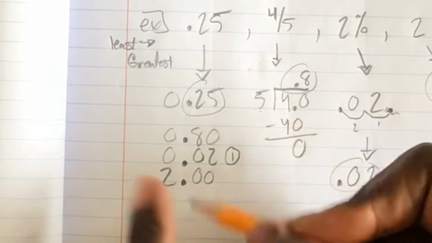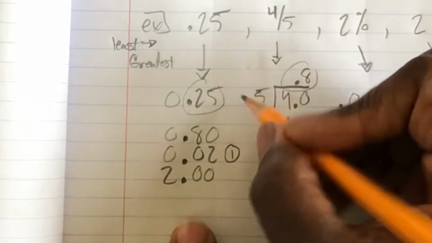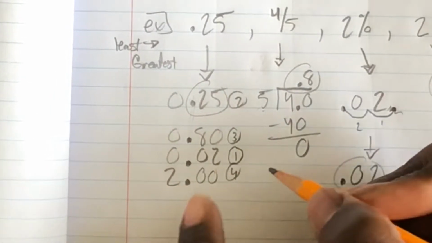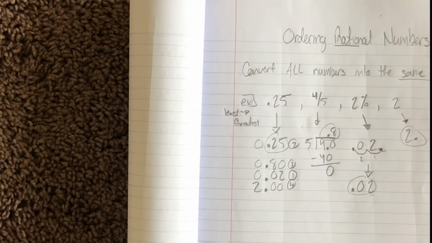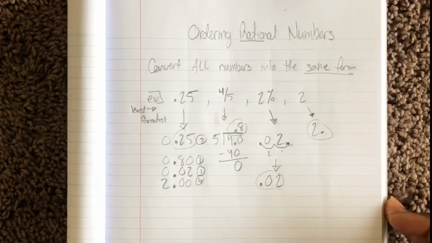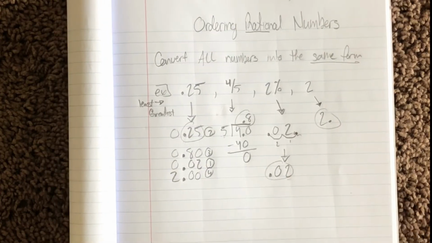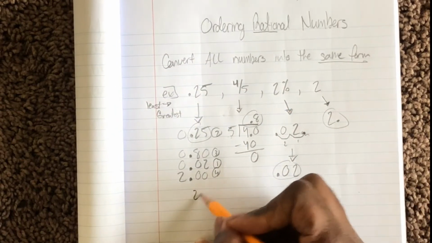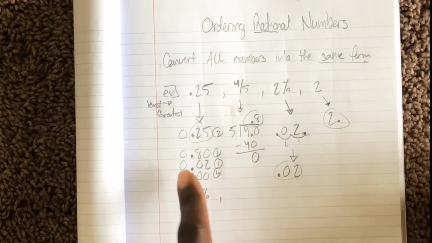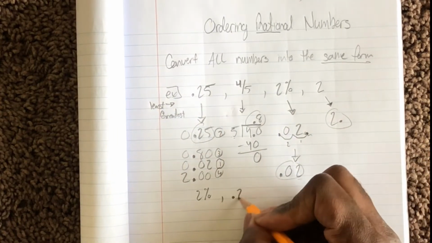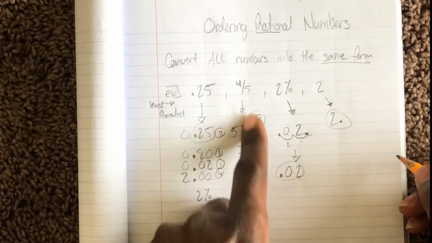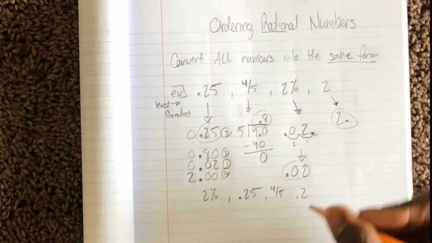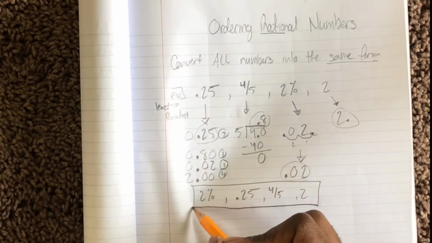All right, with that said, let's order them. Boom. And then this one, and lastly we have that one. That is my greatest value. Now when I rewrite my answer, it needs to be in its original form. So the smallest is 2 hundredths, which was originally 2%. Then we have 25 hundredths, which was written already like that. And then we have 80 hundredths, which was 4/5. And then we have 2 wholes, which was just 2. And this is our final answer.